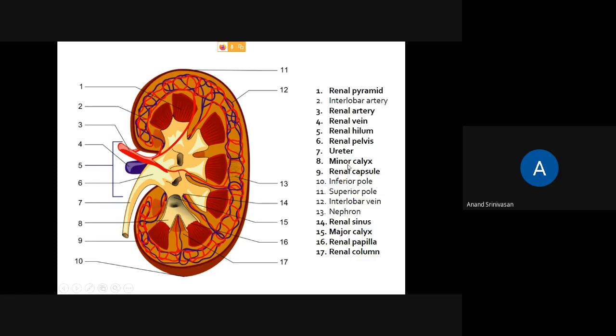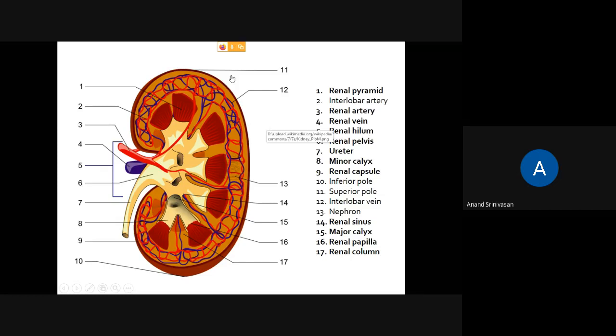Renal capsule, it's nothing but the outermost layer. Then the renal pelvis, already you know. Renal hilum. What is the meaning of hilum? All these three structures, renal artery, renal vein, and the ureter, are together referred to as renal hilum. It is the place where they enter into the kidney.